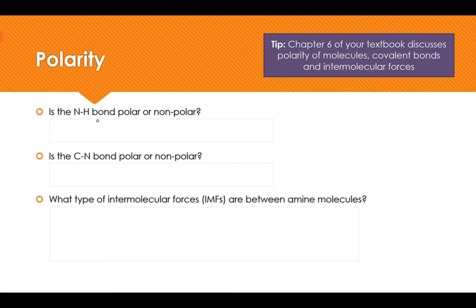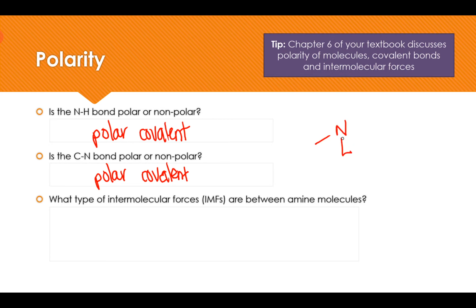Nitrogen and hydrogen form a polar covalent bond. Carbon and nitrogen also form a polar covalent bond. We can compare the electronegativity values between carbon and nitrogen in order to determine that those bonds are polar. Since we have polar covalent bonds between nitrogen and hydrogen, as well as nitrogen and carbon, then this molecule is always going to be a polar molecule.